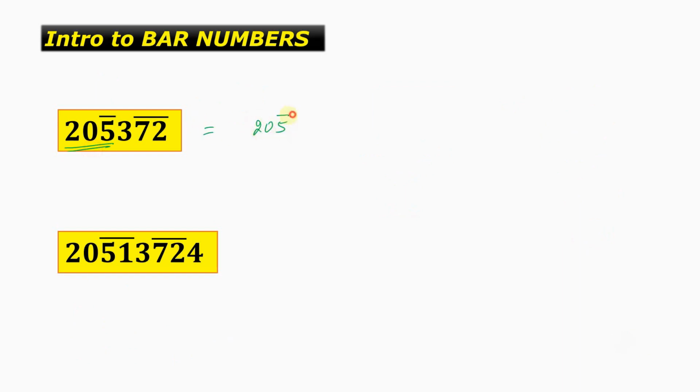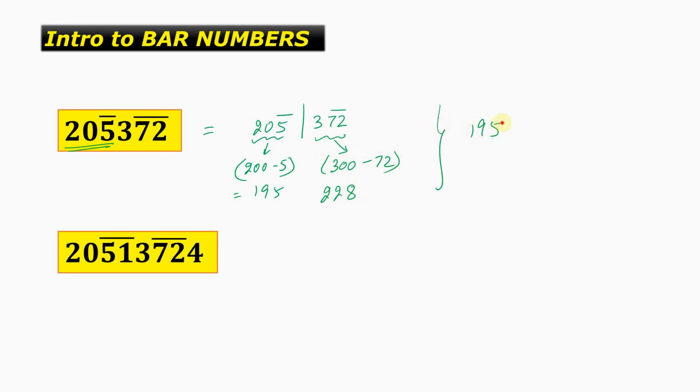So this is 205 bar oblique 372 bar. Okay, so 205 bar is actually 200 minus 5 and this is 195. 372 bar is actually 300 minus 72, so this is 228. So this number is nothing but 195228. Okay, and moving further.